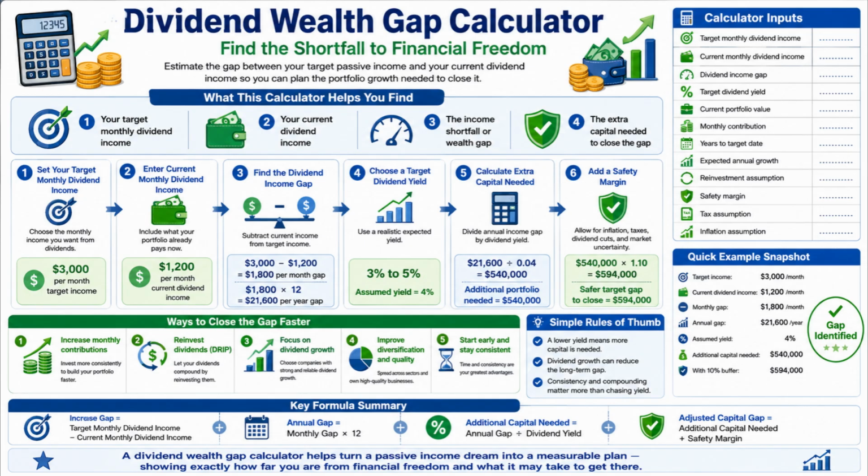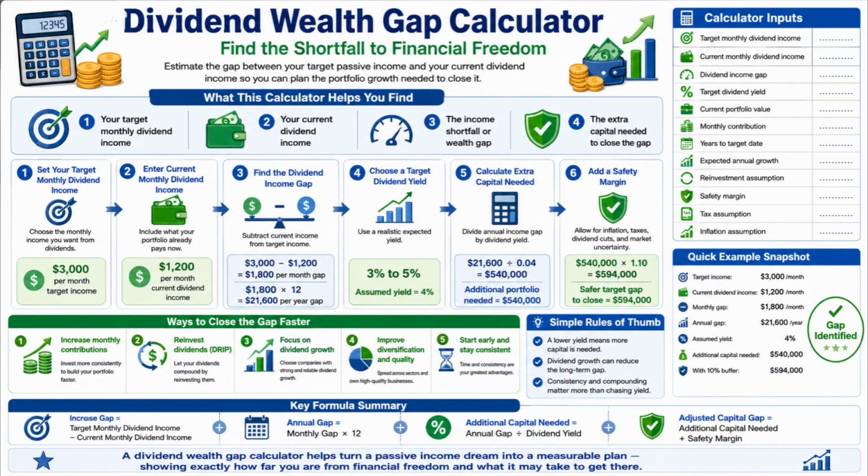So, $21,600 divided by 0.04 gives $540,000. This means you may need an additional portfolio value of $540,000 to generate the missing income at a 4% yield.